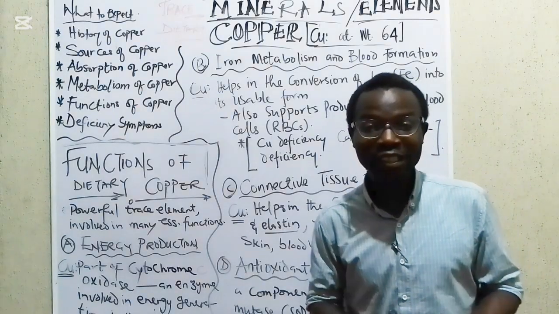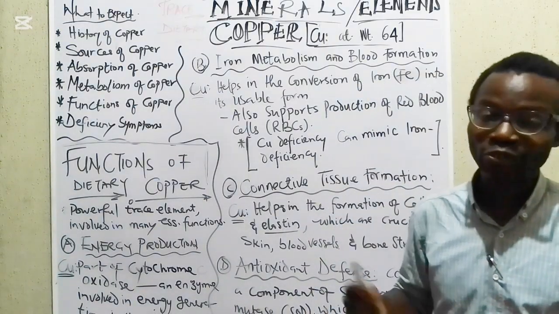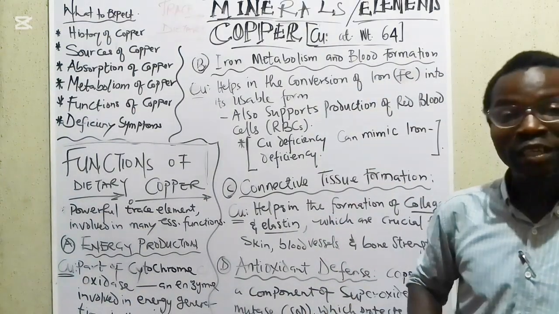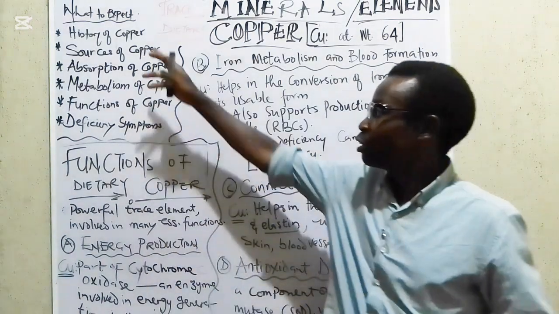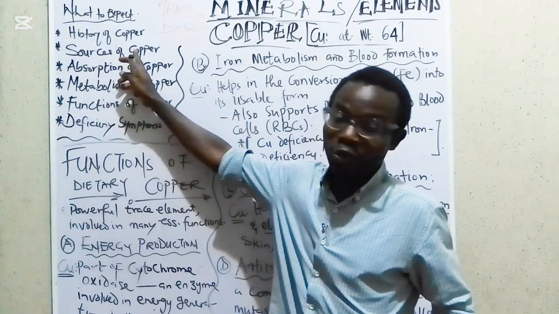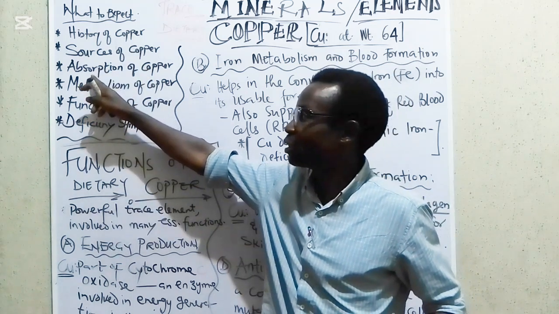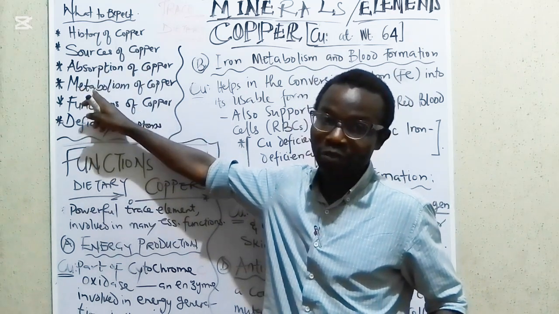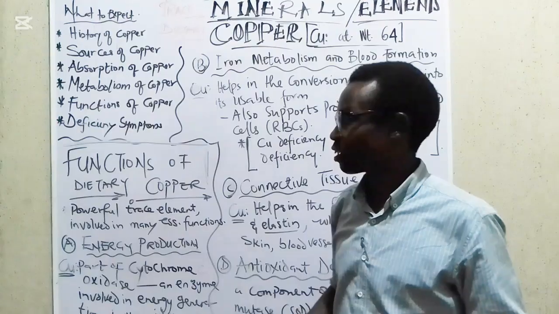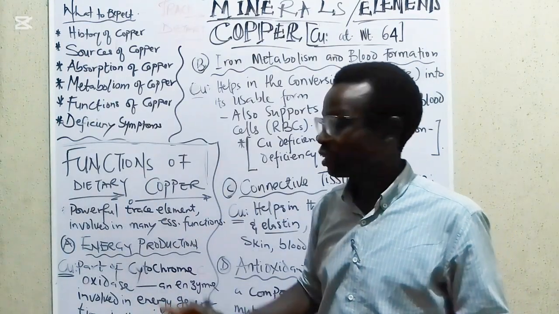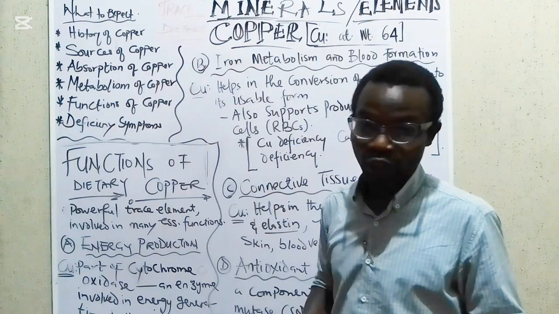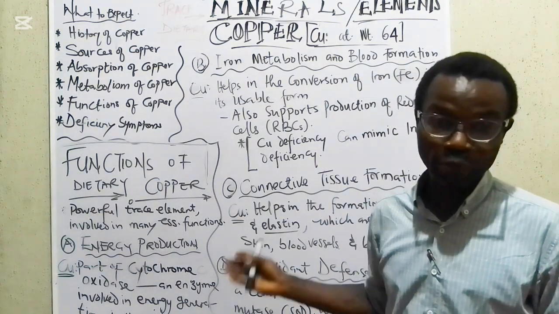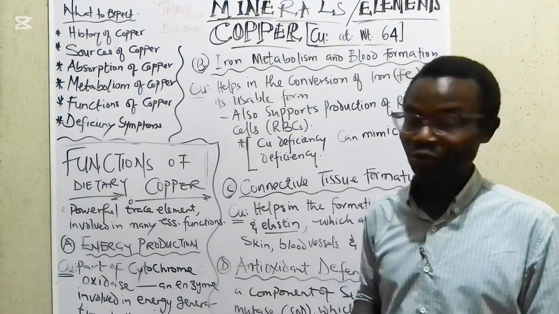So we've looked at zinc, several functions. Today we are in copper. In copper now, we've also considered the historical perspective. We've looked at the sources of dietary copper. Now we've also considered the absorption and metabolism. In this class, we'll be looking at the function of dietary copper. The functions are quite enormous. We'll not be able to treat them all in this, but let's just have a few of them.